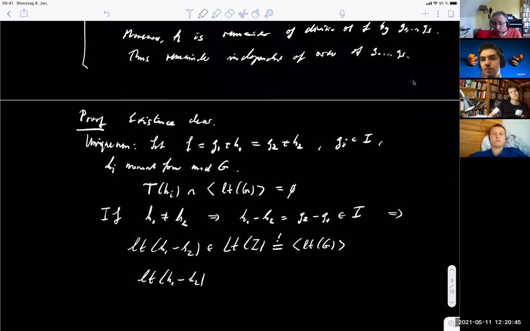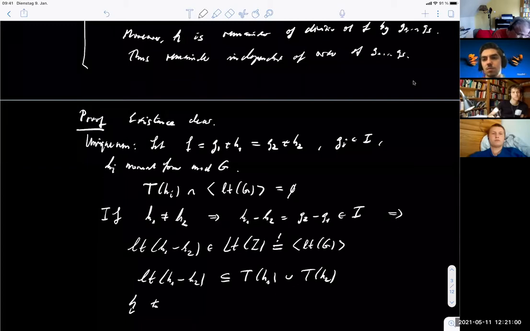It must be a term of h1 or of h2, but this is contained in the union of the term set of h1 and h2. Okay. Now I have a contradiction to, maybe let's put here a star, to star. Because star says the term set of h1 and the term set of h2 are both disjoint to that. Okay, so this cannot be.